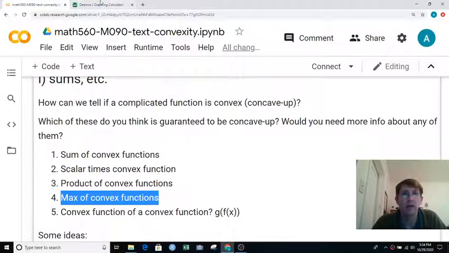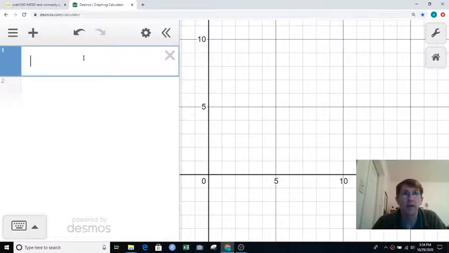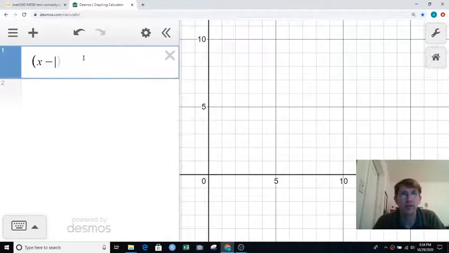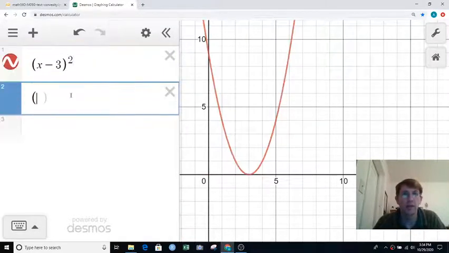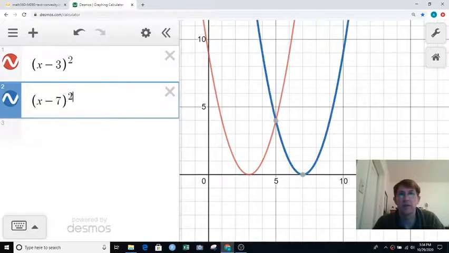Okay, welcome back. Let's go to Desmos. Like I said, let's put in a function like (x-3)^2, and then let's put in (x-7)^2. So there's two convex functions. What do you think their sum will look like?